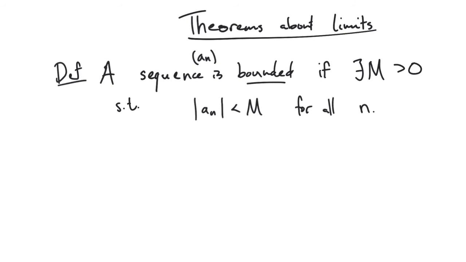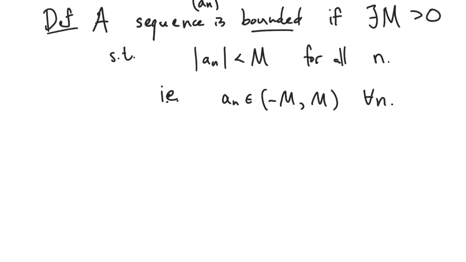Another way of saying this, i.e., equivalently, you can just say that a_n, this is slightly more topological, is in the interval from minus M to M. That's the same as saying the absolute value of a_n is less than or equal to big M, again for all n. So bounded means that the terms in the sequence exist inside a closed interval. They don't go all the way out to plus infinity or all the way back to minus infinity, or both, I suppose. All right, this is what it means for a sequence to be bounded.